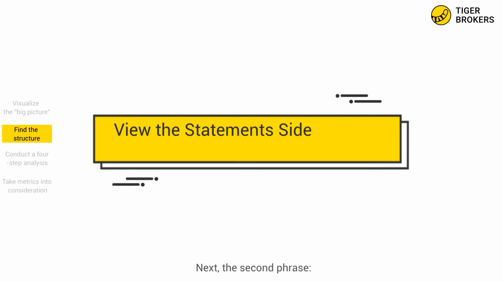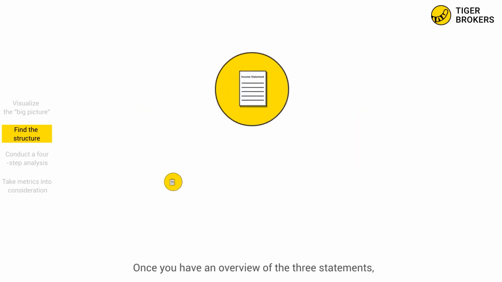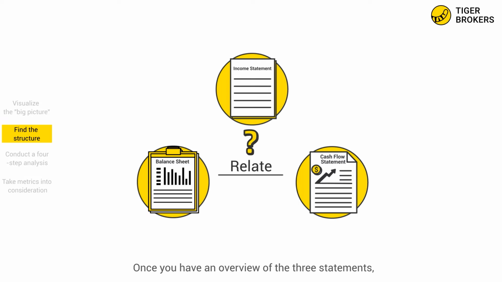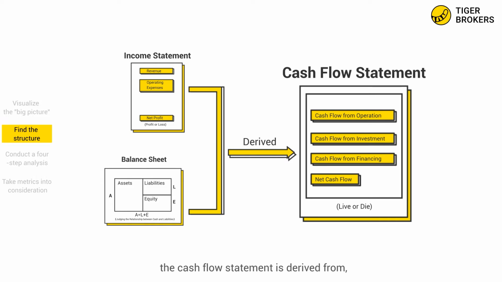Next, the second phrase, view the statements side by side to find the structure. Once you have an overview of the 3 statements, you can look at how they relate to each other. Let's start with the cash flow statement. The cash flow statement is derived from, and is supplemental to, the income statement and the balance sheet.